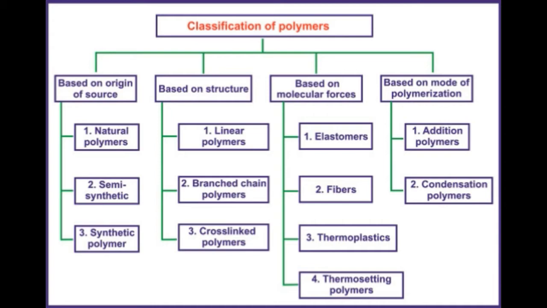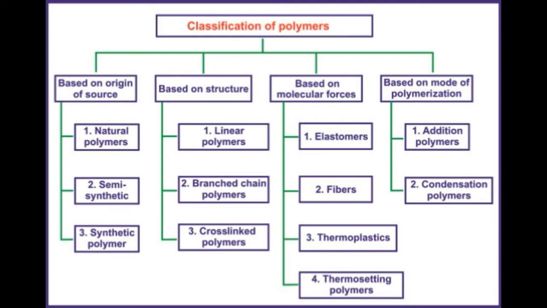As you can see in this picture, based on the origin of the sources, it is further divided into 3 parts: natural polymers, semi-synthetic polymers and synthetic polymers. Based on the structure, it is divided into linear polymers, branched chain polymers and cross-linked polymers. Based on molecular forces, it is divided into 4 parts: elastomers, fibers, thermoplastics and thermosetting polymers. Based on the mode of polymerization, it is divided into 2 parts: addition polymers and condensation polymers.